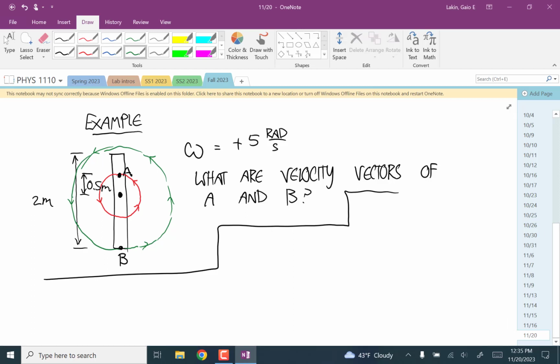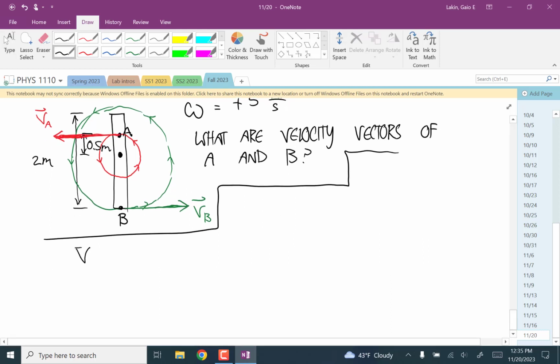So the velocity vector of the point A is tangent to the path in the direction of motion. So that's the velocity vector of A, that's the direction. The velocity vector of the point B at this instant is tangent to the path in the direction of motion. So there's VB. So now we know the directions, we just need the speeds.